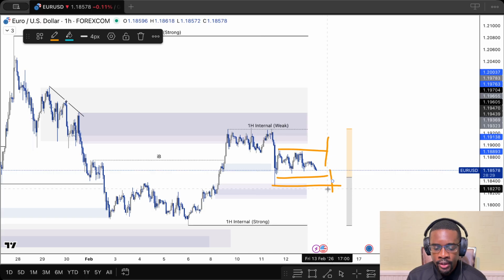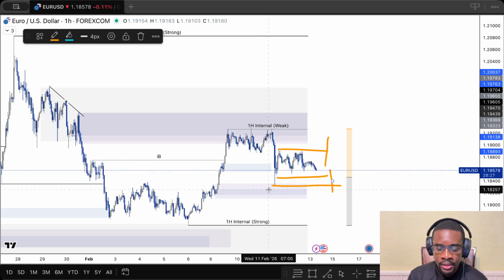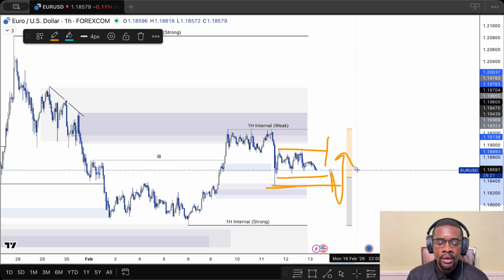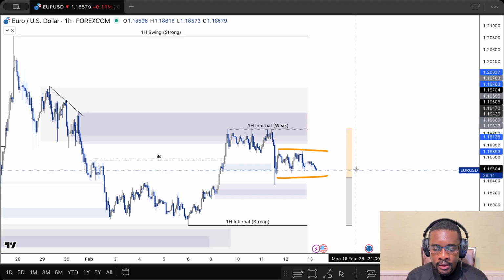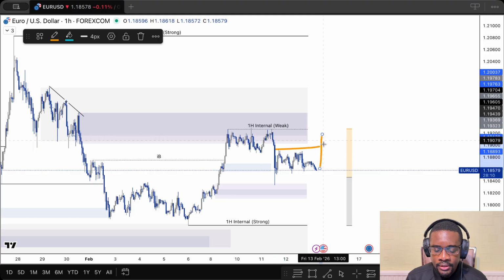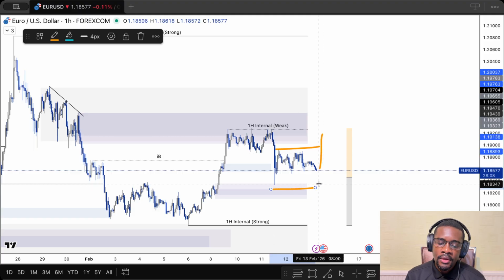If it breaks to the downside, the expectation would be that this is a liquidation of these lows, and then we'll be looking to capitalize on the push up. If it breaks to the highs first, without taking the lows, then it may be a bit tricky.